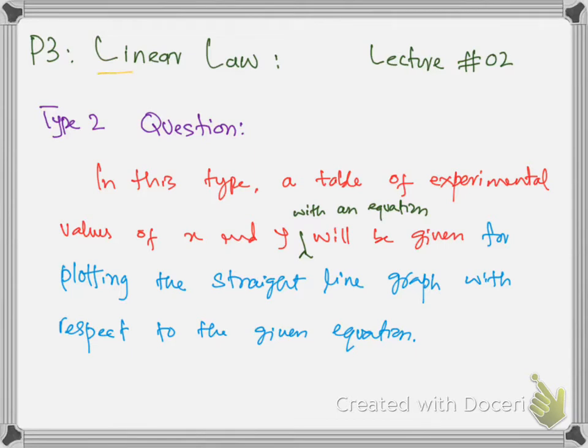Linear law lecture number 2, type 2 question. In this type, a table of experimental values of x and y with an equation will be given for plotting the straight line graph with respect to the given equation.